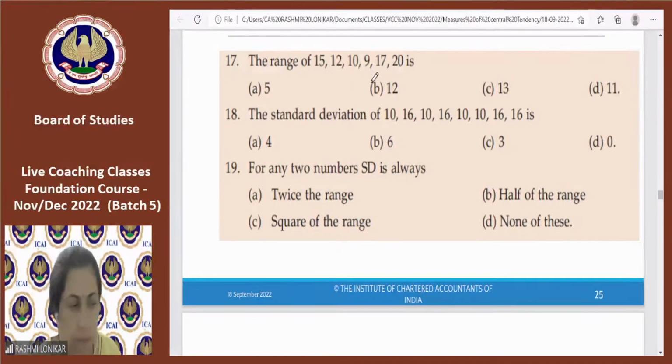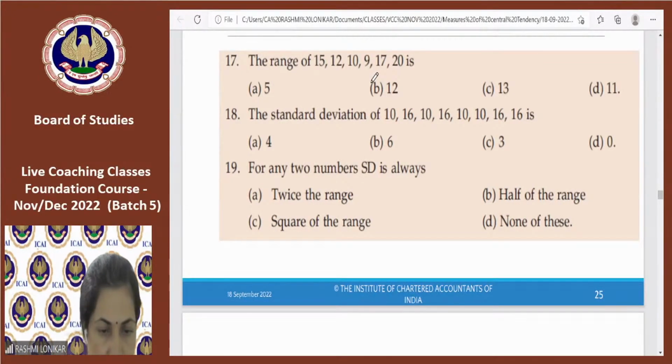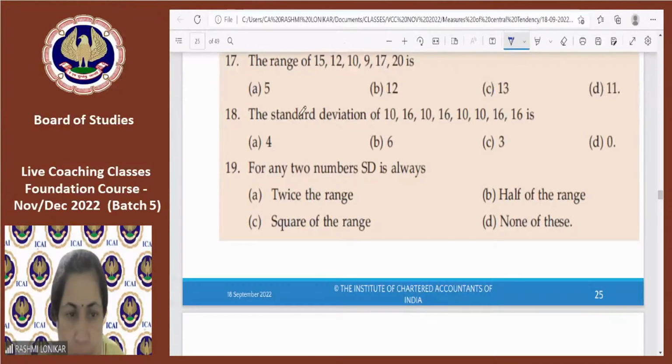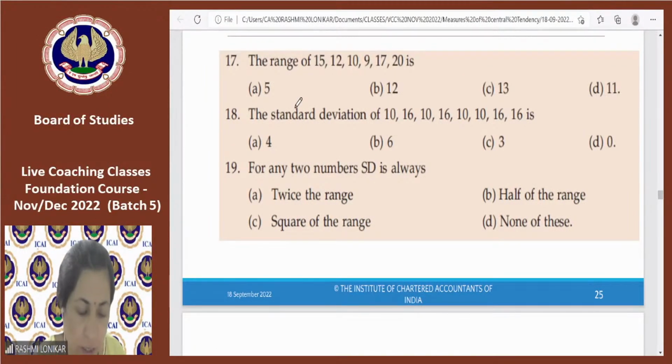Yes, anybody? Can you tell me the answer? What do you do for range? Find the largest number, then the smallest number.